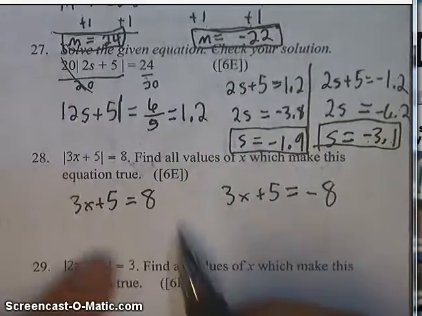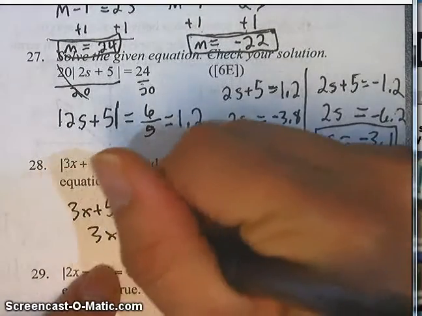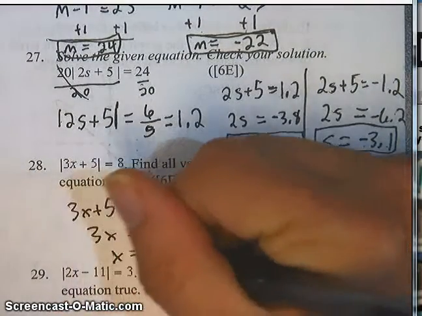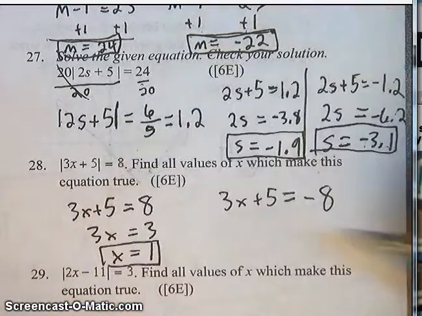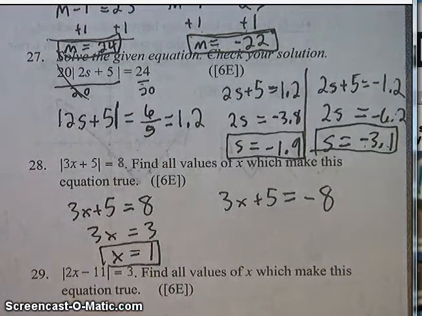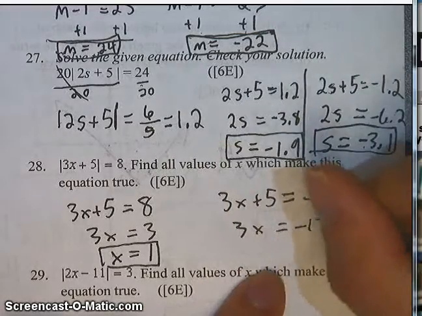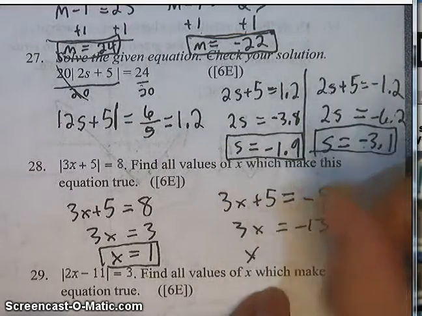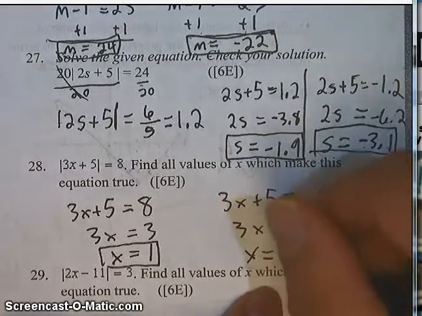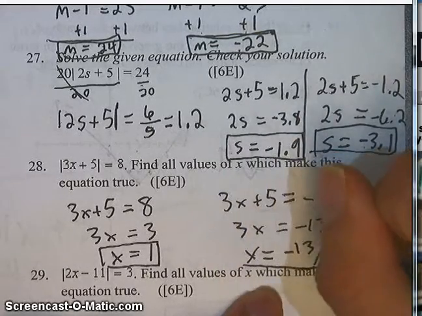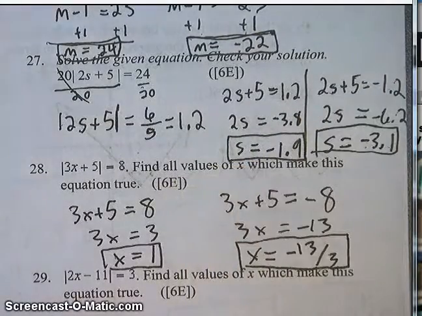And so we'll subtract 5 from both sides to get 3x equals 3. Divide by 3 to get x equals 1. It's one of the two solutions. And then subtract 5 to get 3x equals negative 13. And then when you divide by 3, that is x equals negative 13 over 3, which we cannot reduce. So that's the other solution.